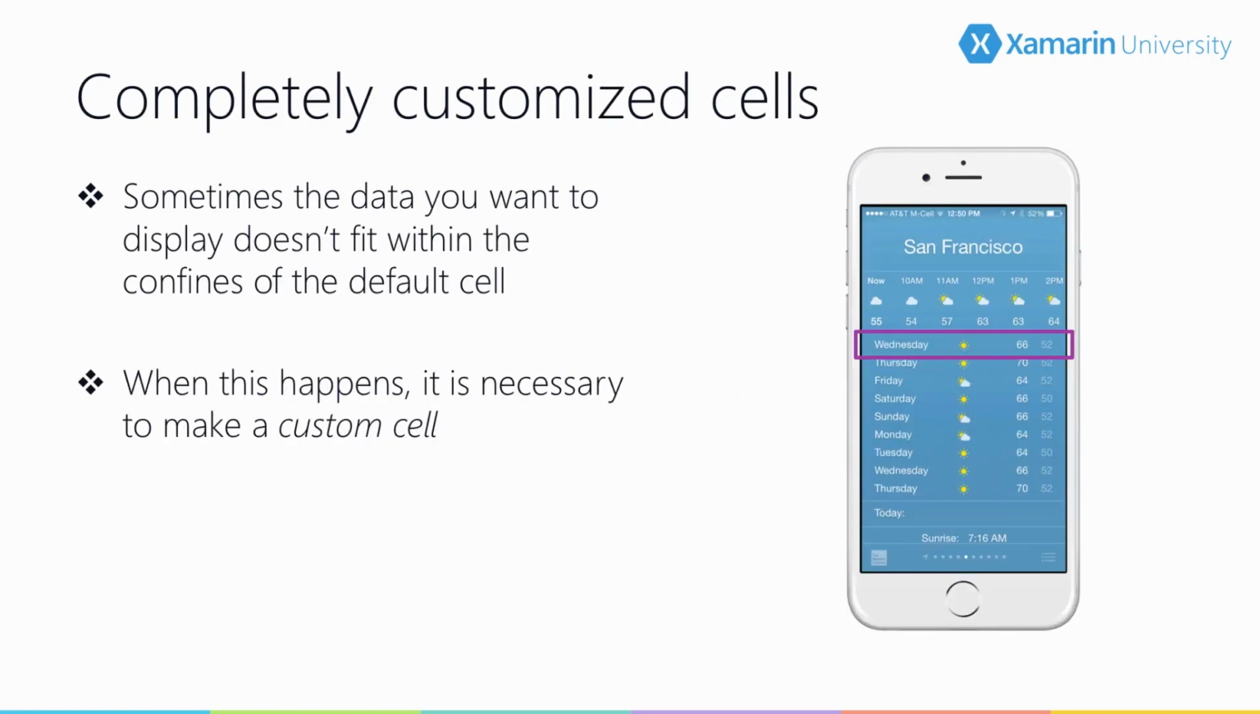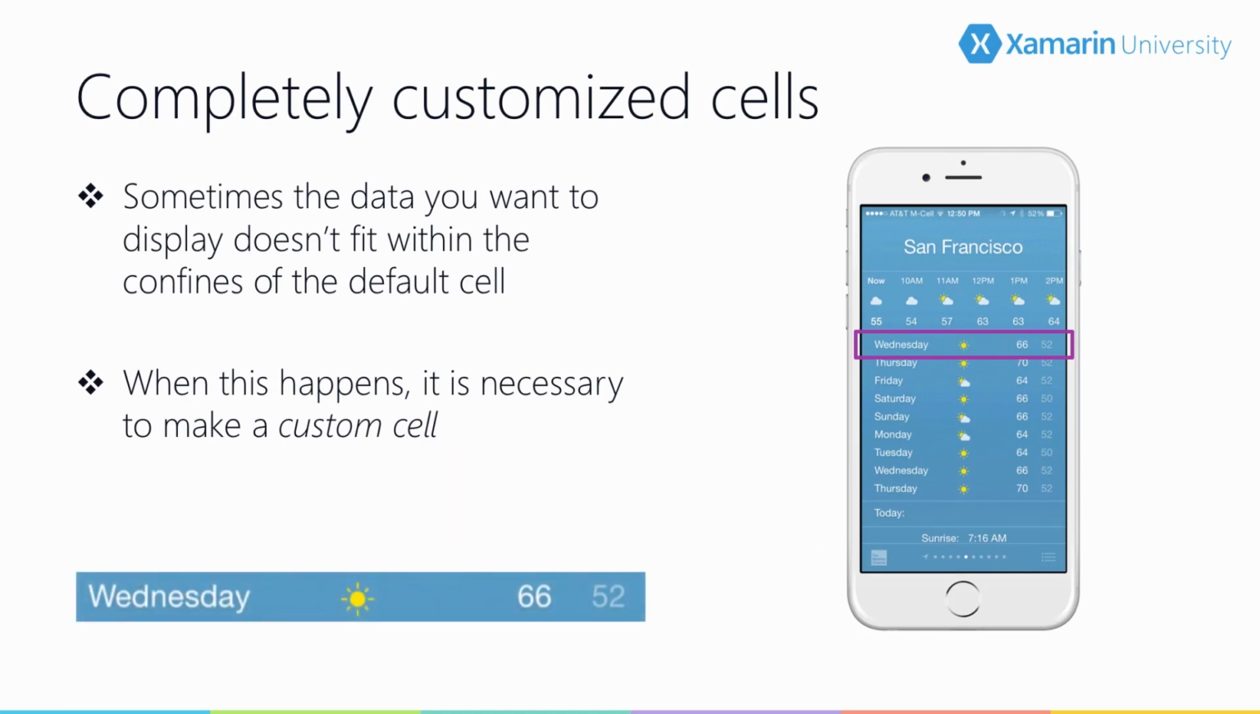Here's an example of a custom cell. Notice that we have one image and three labels, and our image is in the center. This doesn't match any of our other cell styles.